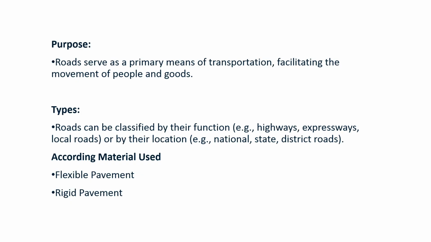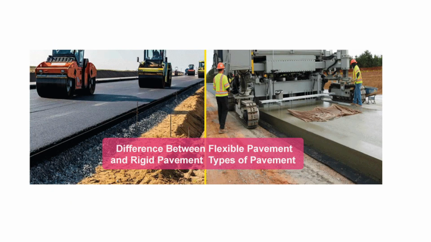Basically, roads are classified by their functions as national highway, state highway, major district road, other district road, and village roads. And the fastest route is known as an expressway. This is also one of the classifications of roads. According to the material used, roads are classified as flexible pavement and rigid pavement. You can see in this picture, the left side one is a flexible pavement and the right side is a rigid pavement.